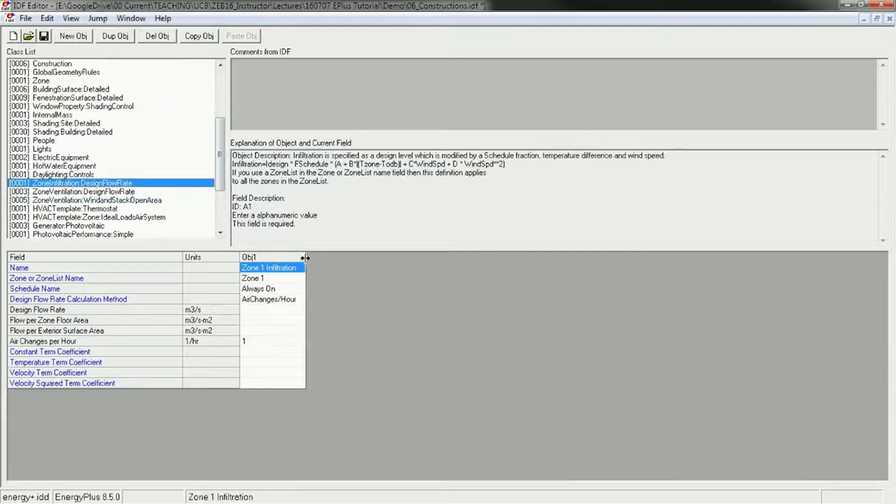The infiltration class is very simple. It gives the name of the object, the zone it's applied to, the schedule, which we're going to have always on, and the design flow rate calculation. In this case, let's just everybody use air changes per hour, which is a pretty easy concept to understand.